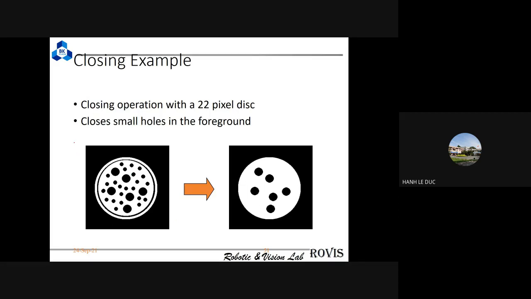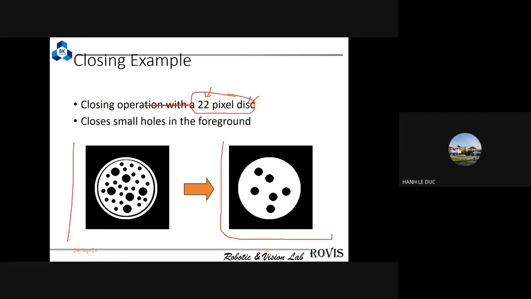For example, I give you this image, and I want to display only the bigger circle. So I will apply this 22 here. This is the diameter, right? The kernel is the circle. So after that, I have this image.